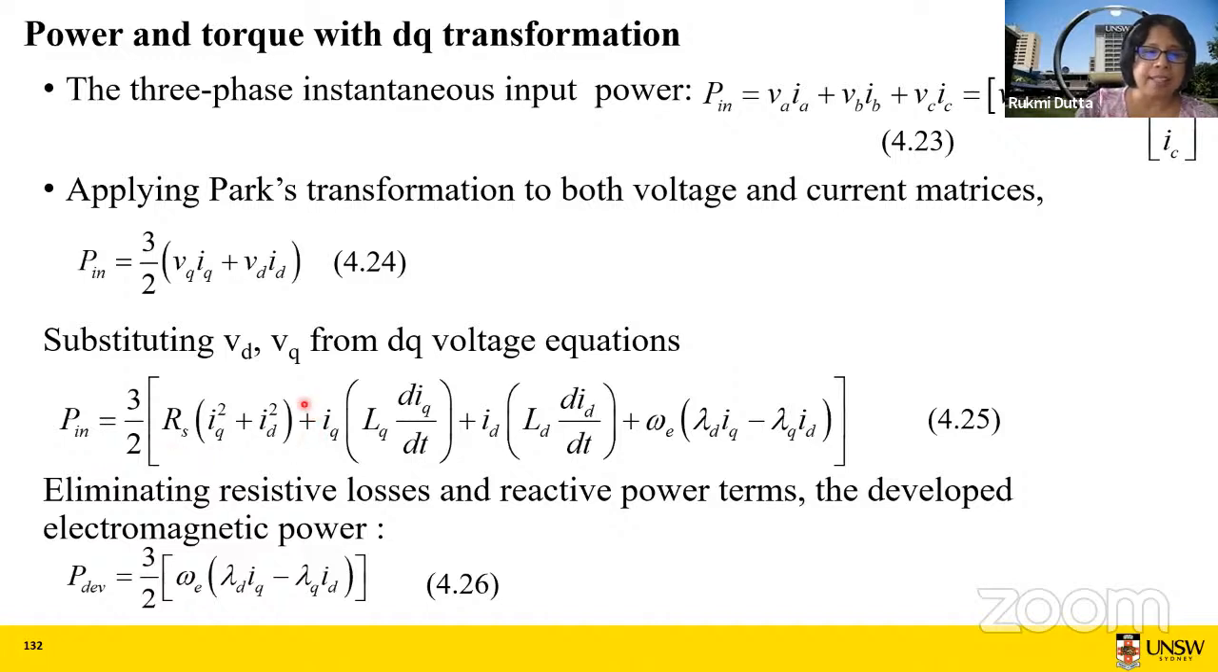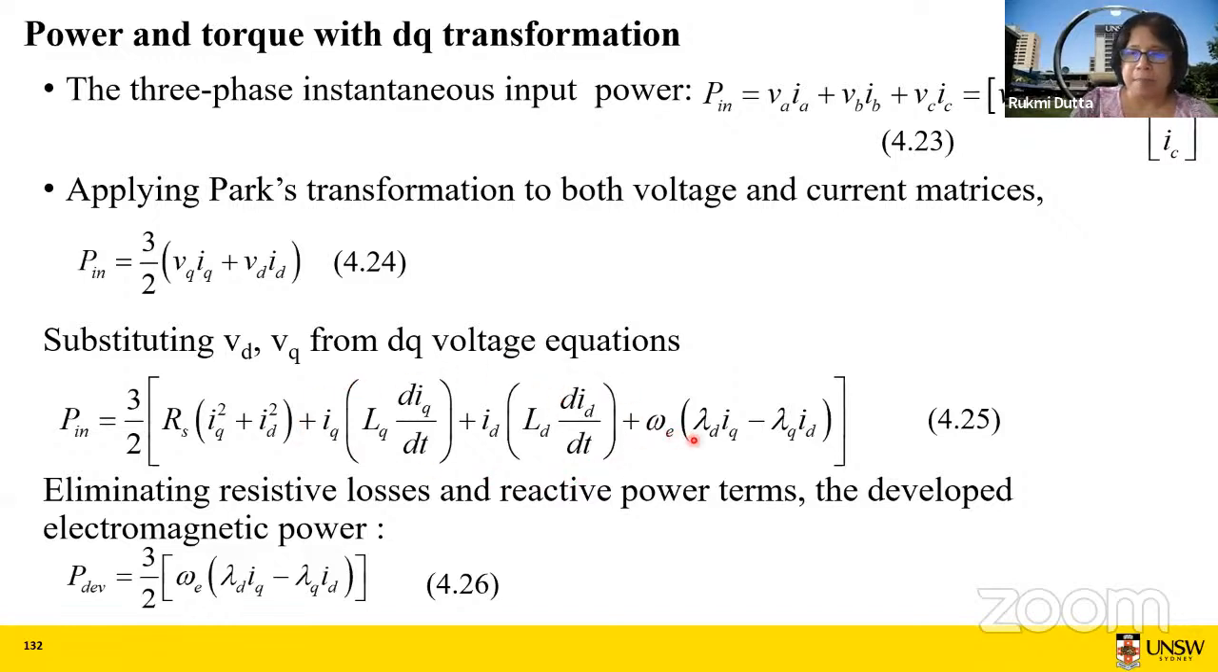The first part is resistance times the square of the currents. So this is actually the resistive loss in your motor. The second term is the voltage drop in the inductance times the current. So it is a power related to the inductor, and perhaps most of you know, the power related to an inductor is the reactive power. So these two terms, which involve the inductance, are the reactive power in your machine.